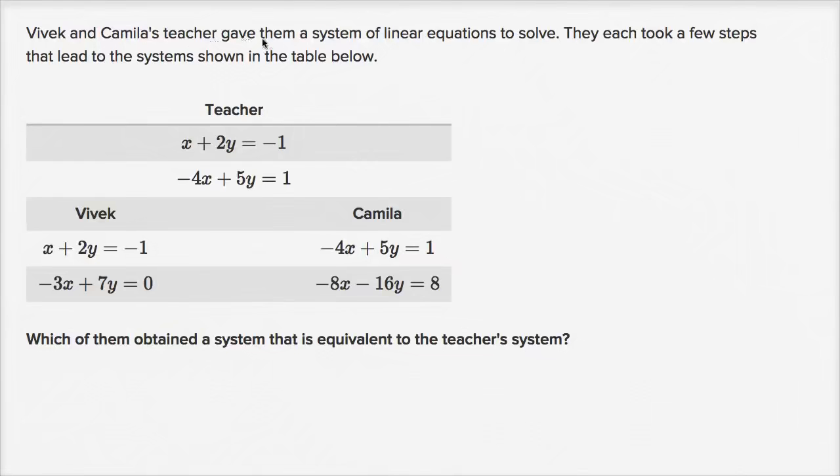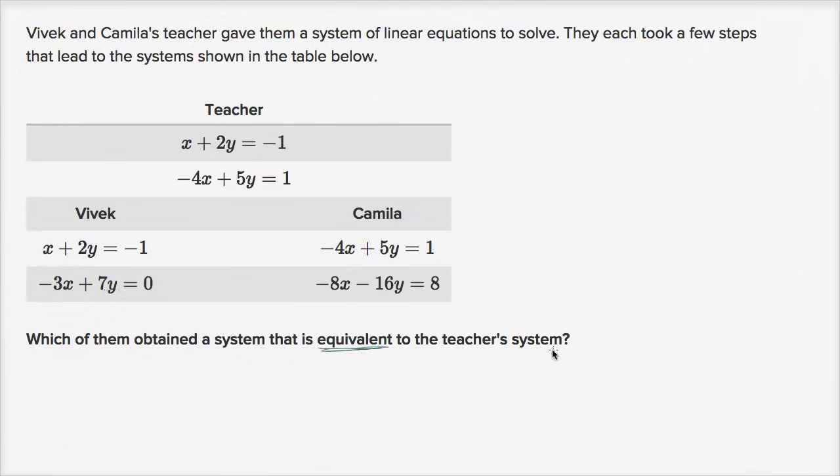Vivek and Kamala's teacher gave them a system of linear equations to solve. They each took a few steps that led to the systems shown in the table below. So we have the teacher's original system, what Vivek got after doing some operations, and what Kamala got after doing some operations. Which of them obtained a system that is equivalent to the teacher's system?